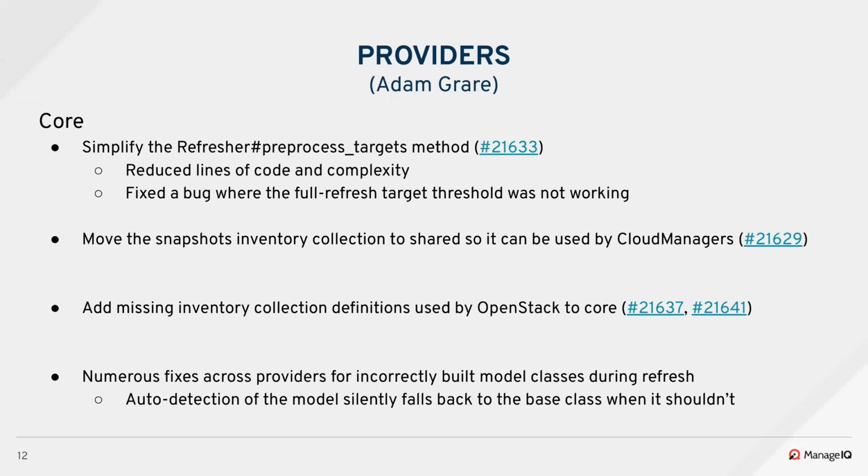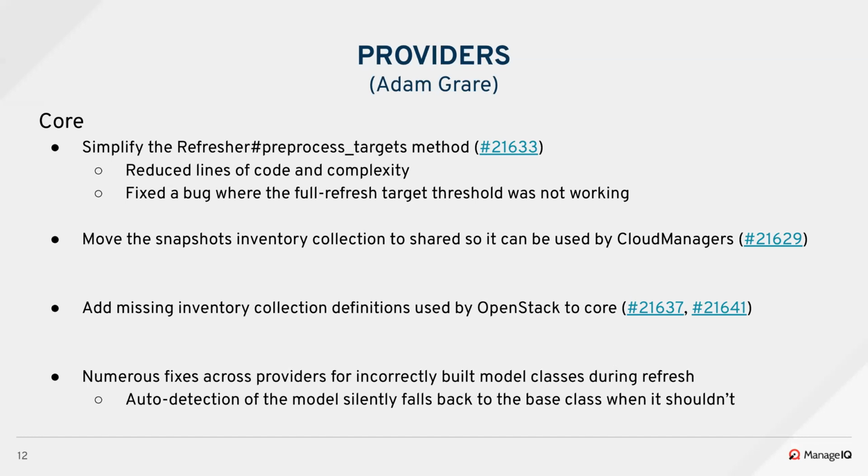Also moved the snapshots inventory collection to the shared persister so that it can be used by the cloud managers. This was only defined for infrastructure managers, but we have a few cloud managers that were defining it. And so we were able to clean those up and move that over to shared. I was also adding missing inventory collections used by OpenStack. This meant that OpenStack had to define all of the properties for the collection when typically that's handled by core. So we were able to clean up some provider persister code as well there.